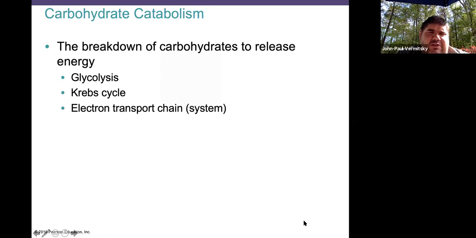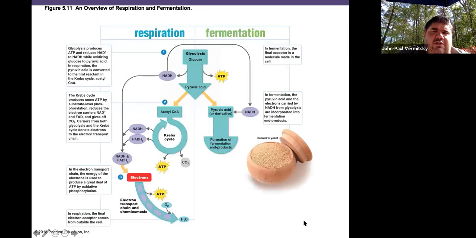The second way to break down carbohydrates is by fermentation, which is an anaerobic respiration pathway. And that will be in the third and final part of the metabolism recordings. So this little schematic here takes you through your two options. You can either do respiration, which again includes glycolysis, the Krebs cycle, and the electron transport chain.